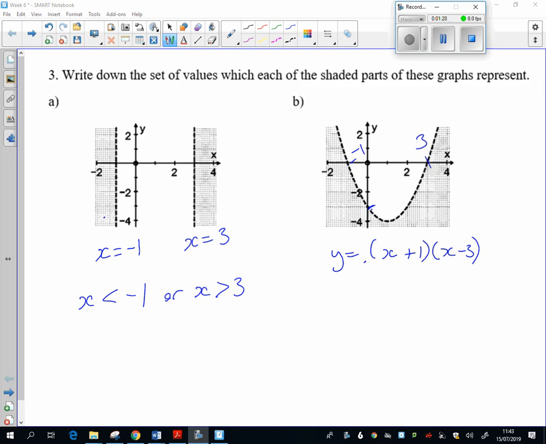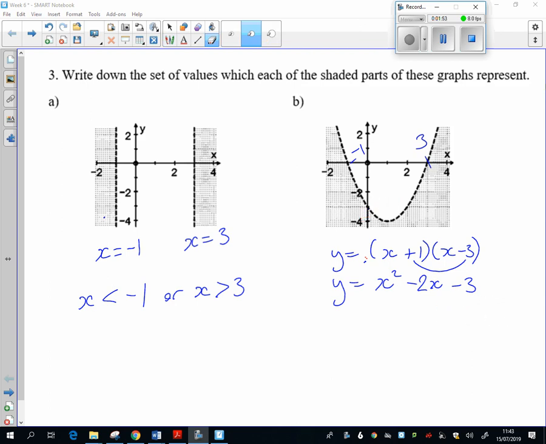But if I check the y-intercept, if I expand those brackets out, that's going to give me x squared minus 3x plus x, so minus 2x, and then minus 3. That's good news, because that y-intercept matches the one on the graph, so there is no missing coefficient there. So I've got the equation.